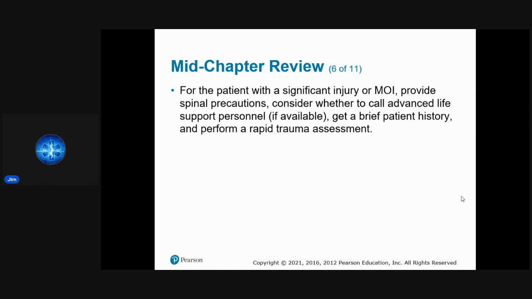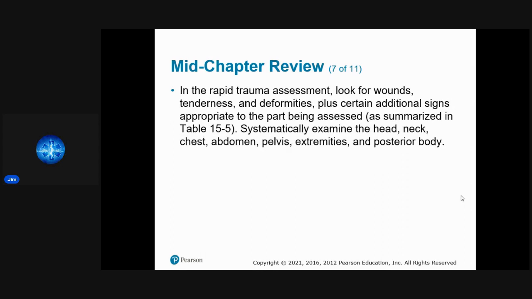If they do have a significant injury or mechanism of injury, we're going to provide spinal precautions. We need to consider if we need advanced life support. We may get a brief patient history, and we're going to perform that rapid trauma assessment. In this rapid trauma assessment, we're looking for the DCAP-BTLS: wounds, tenderness, deformities, plus additional signs appropriate for the part being assessed. A systematic exam of the head, neck, chest, abdomen, pelvis, extremities, and posterior. And if we do it that way every time, then it just becomes second nature and you just do it that way all the time.